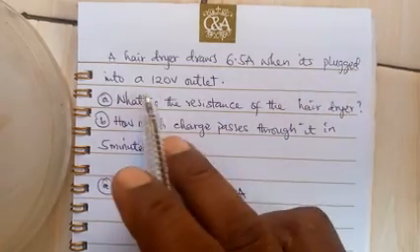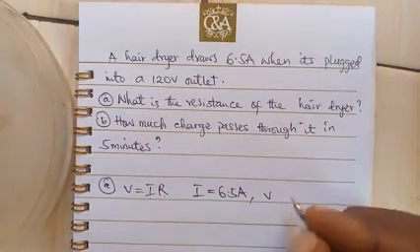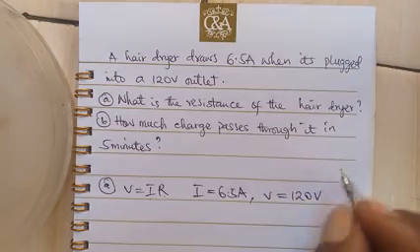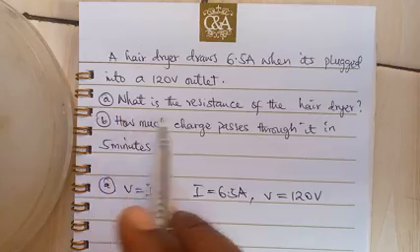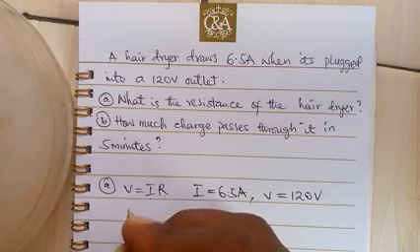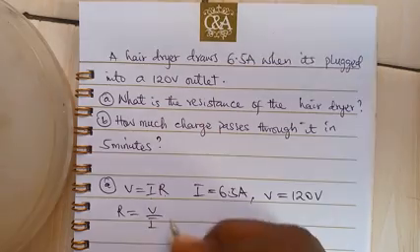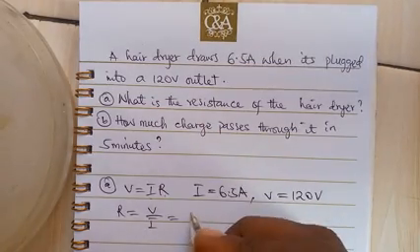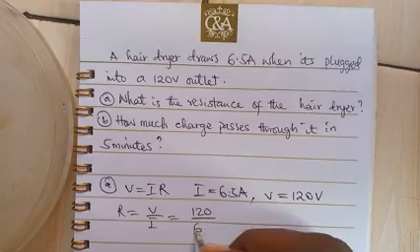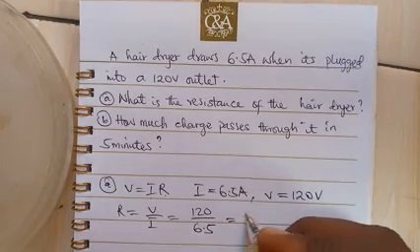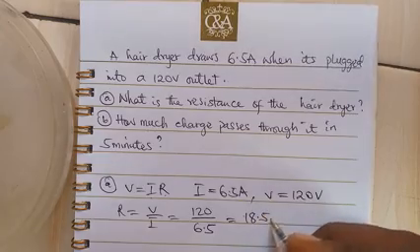Ampere stands for current. So, current is 6.5 ampere when it's plugged into 120 volts. So, the potential difference is 120 volts. What is now the resistance R? We can make R subject of the formula and say R is equal to V over I, which is 120 over 6.5. And when we calculate that, we'll have 18.5 ohm.